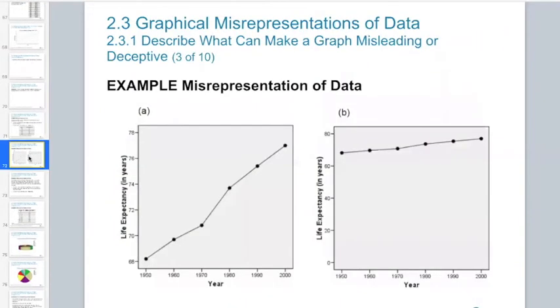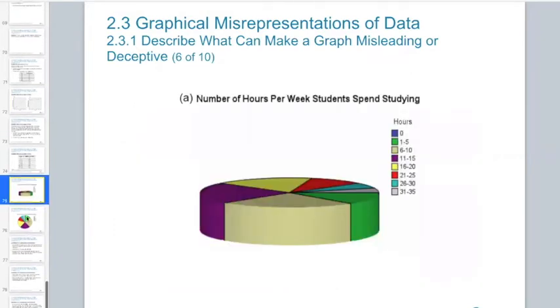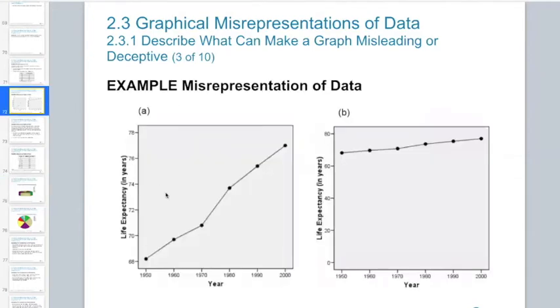Toward the end of that chapter 2, those chapter 2 slides, you should have had some information about misrepresentation of graphs. So if we go back to this graph, we're looking at years and life expectancy. So how long people are expected to live in 1950 as opposed to how long they're expected to live in 2000. Notice both of these are basically, well, they are the same data, but they're represented differently.